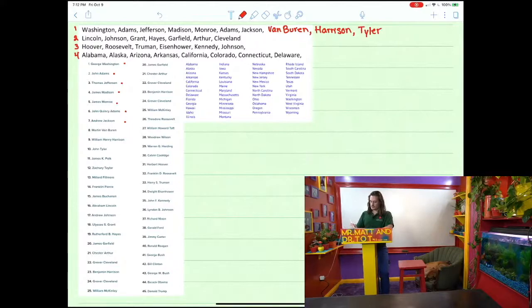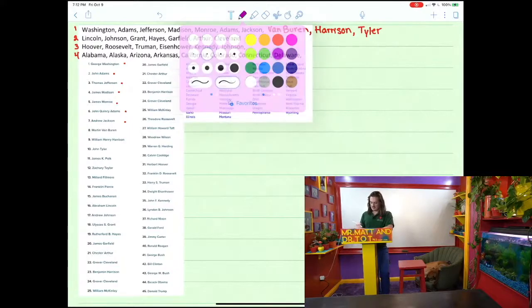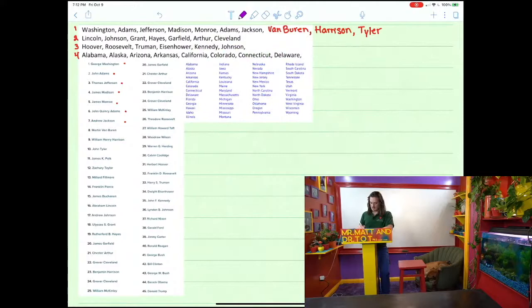For number two, we're jumping down the list all the way to Lincoln, Johnson, Grant, Hayes, Garfield, Arthur, and Cleveland. So the next three terms would be Harrison, Cleveland, and McKinley.